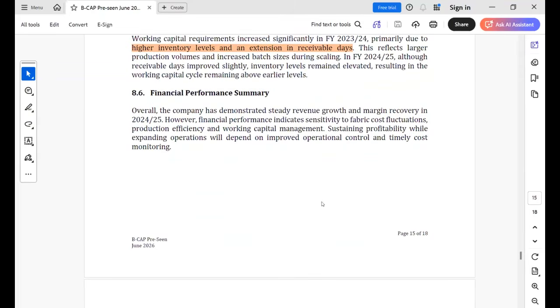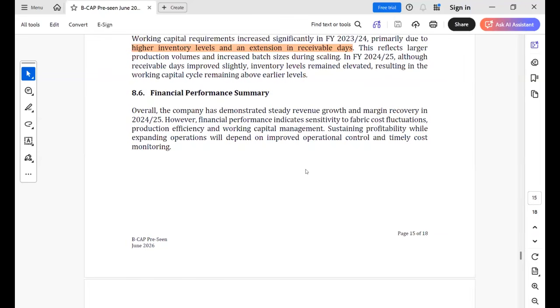Then 8.6, if you go to the financial performance summary: the overall company has demonstrated steady revenue growth and margin recovery in 24-25. However, financial performance indicates sensitivity to fabric cost fluctuation because that is the 58% representation. Production efficiency and working capital management.